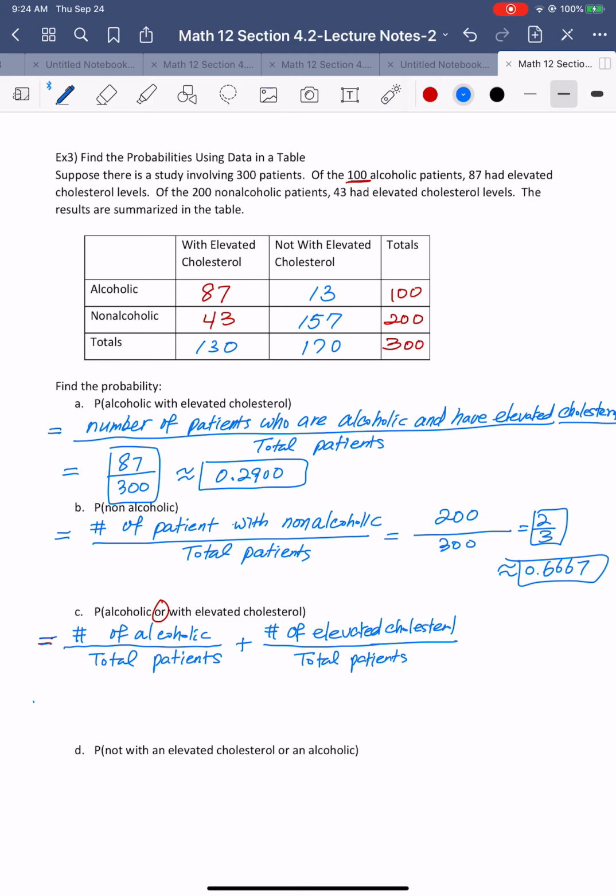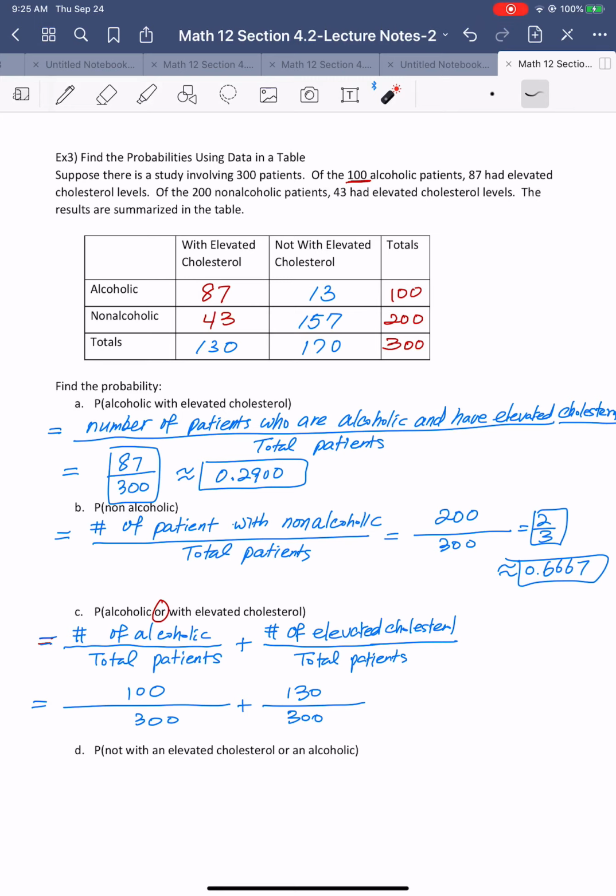So let's look it up, okay? The number of the alcoholic is this one, right? So 100 over 300, plus the number of the elevated cholesterol, which is this one, right? So yeah, 130, out of 300.